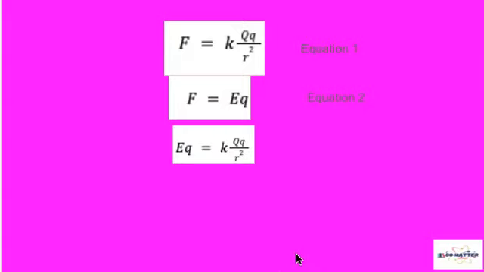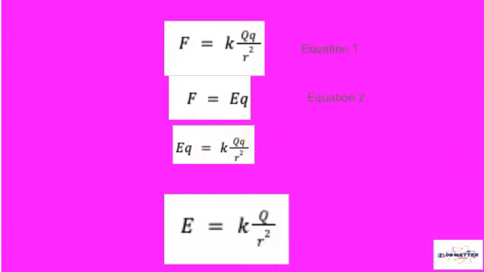Substituting equation 2 in equation 1, we find that electric field times the charge is equal to Coulomb's constant multiplied by the product of the charges divided by the square of the distance between them. Note, the small q represents the small positive charge. So on both sides, we've got the small q. Dividing both sides by q, we find that electric field is equal to Coulomb's constant times the charge divided by the square of the distance from the charge to that particular point.